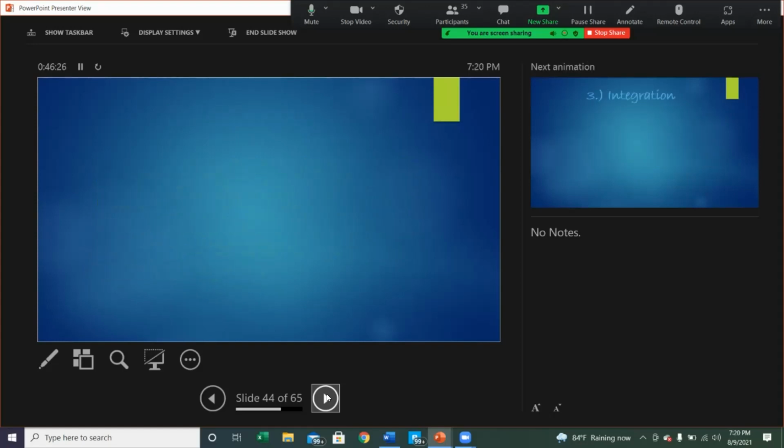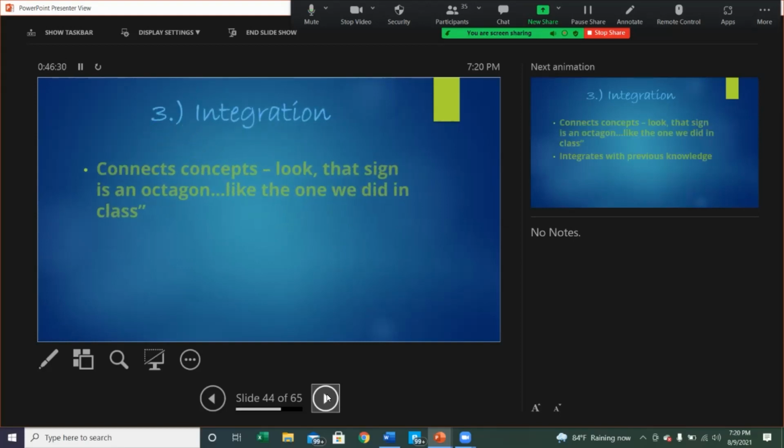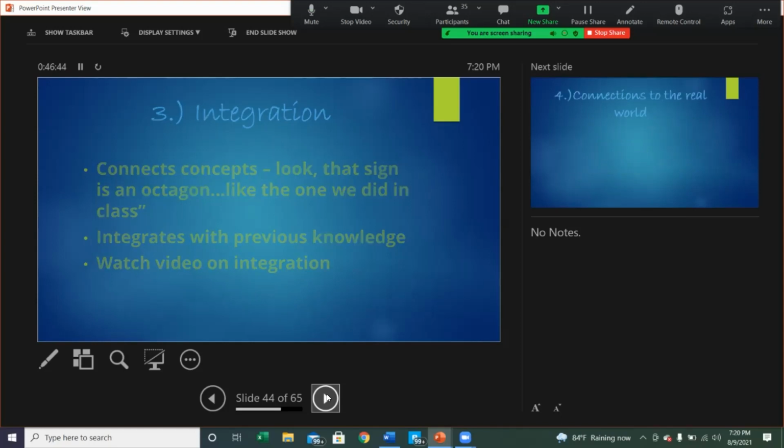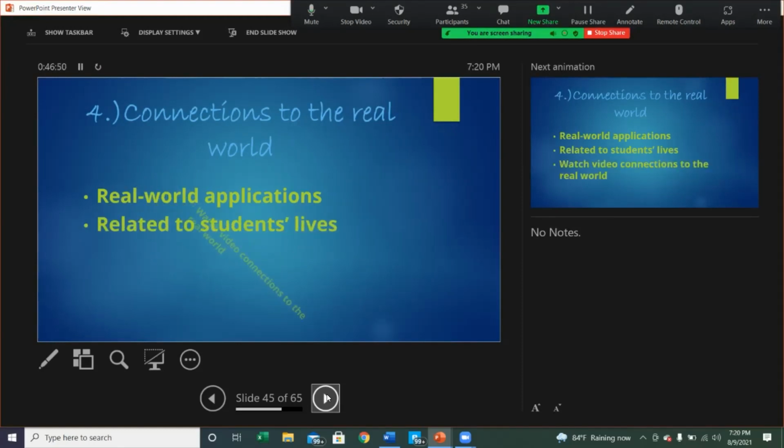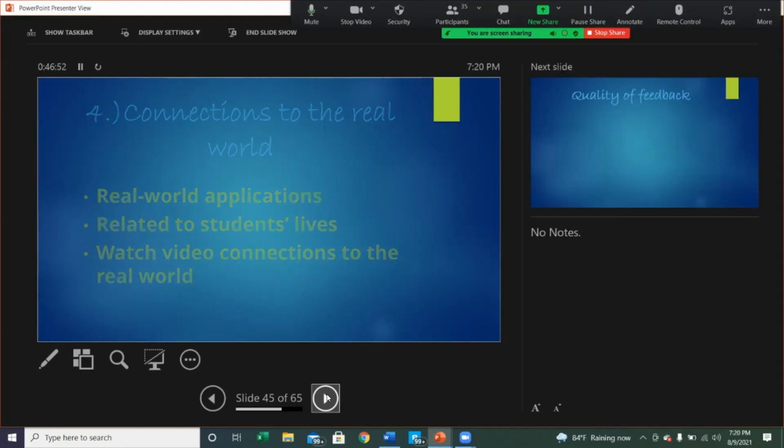And number 3 is the integration part of it. And that's just like that sign is an octagon, like the one we did in class. It's just where you're connecting things for them. You'll see a lot of repetition in here. We talk about this a lot, just the connections to the real world and to their lives.